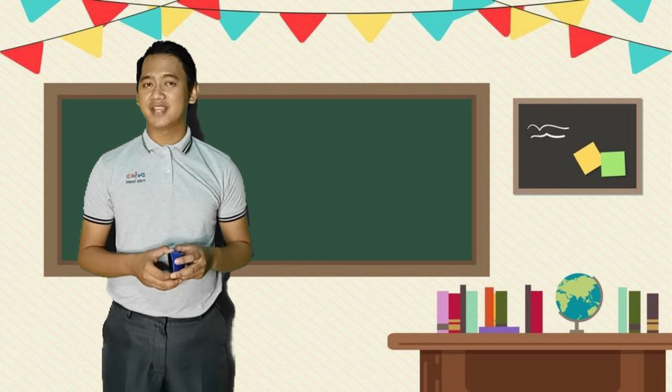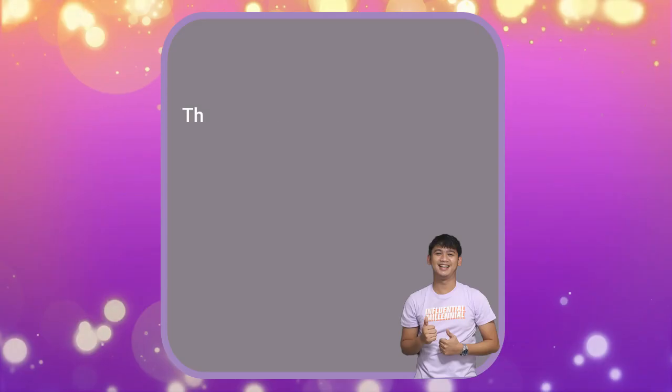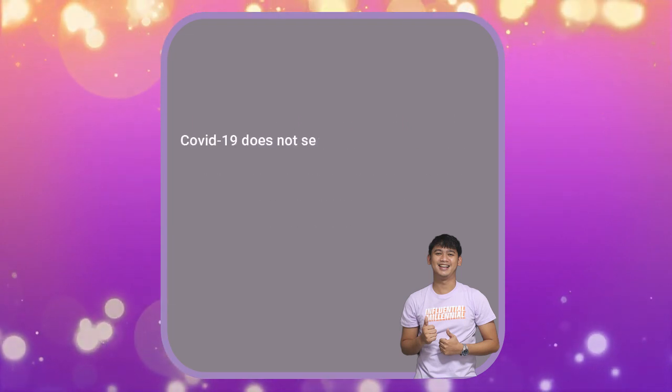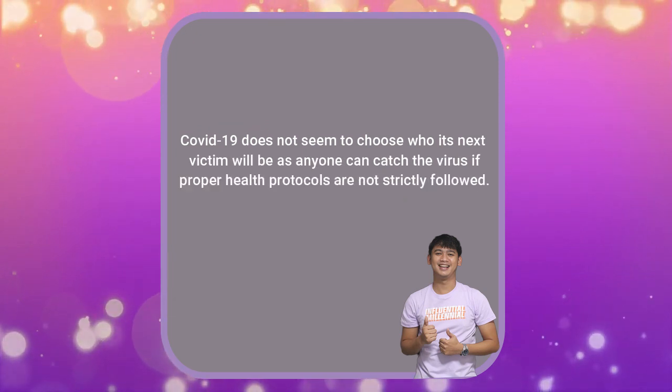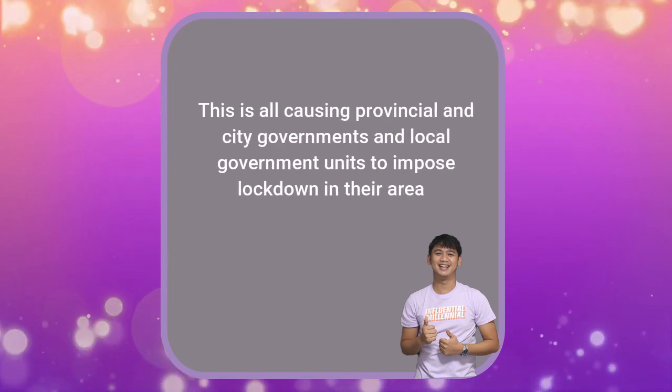Let's have another exercise. I'm going to flash another text. Please identify the topic sentence and give its summary. Can you give me the topic sentence of this text? You're right! COVID-19 in Region 2 is now becoming a serious problem. What about giving the summary of the text?